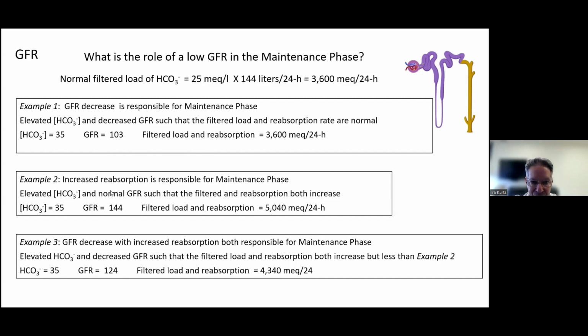Now, what about a situation where you have increased reabsorption responsible for the maintenance phase? Well, let's increase the bicarbonate, but keep the GFR the same, such as a patient with Bartter's or Gitelman syndrome, right?